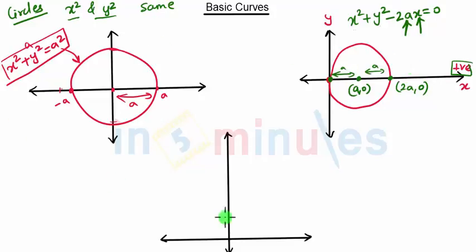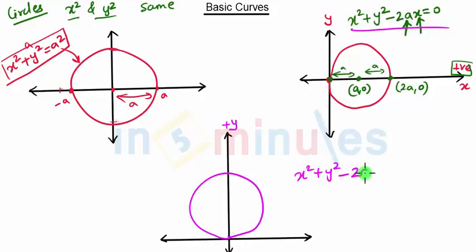Similarly, we can have the circle on the positive side of the y-axis. The equation of that circle will be exactly similar to this, that is x square plus y square minus 2ay equal to 0. Here the circle is on the positive x-axis, so we have x. Here the circle is on the positive y-axis, so here we will have y. Similarly, here we will have the point 0 comma a, and this point will be 0 comma 2a. This will be our radius a. So this is the equation of a circle on the positive y-axis.